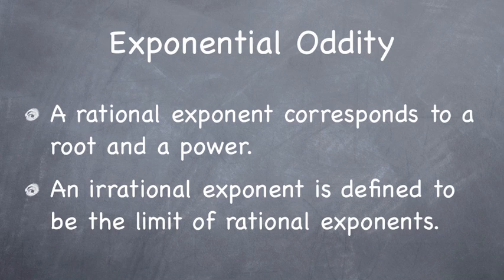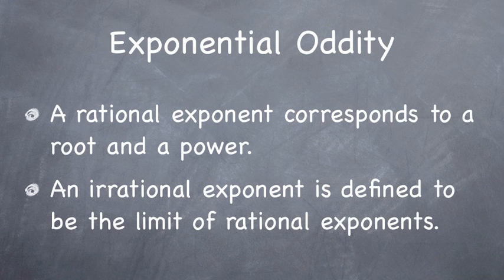So what we're going to do is take rational numbers that are increasingly closer and closer to an irrational number and use the corresponding values we get back from the exponential function to define what that function is going to equal at the irrational number.